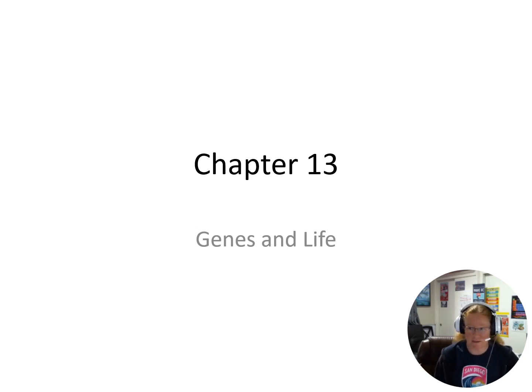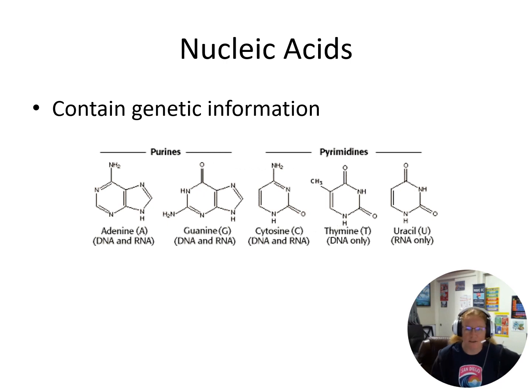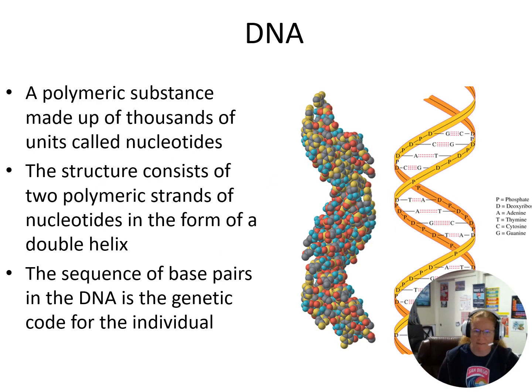Let's take a little gander into genes and life. All right, so our nucleic acids. In the previous chapter, at the very end, we looked at the fact that our nucleic acids contain genetic information. So when we look at our nucleic acids, we can get DNA, which is deoxyribonucleic acid, or RNA, which is just ribonucleic acid. Okay, so DNA, it's this huge polymer, thousands of these nucleotides.